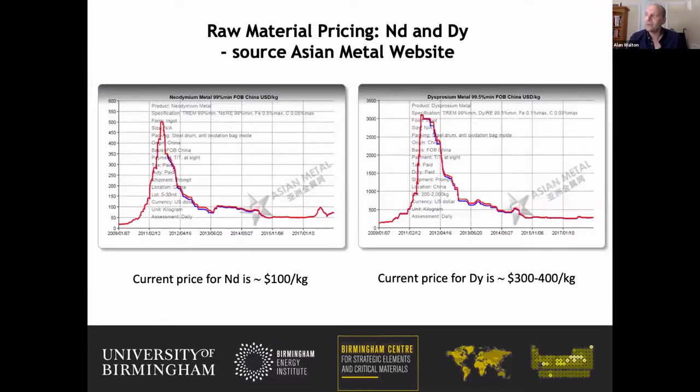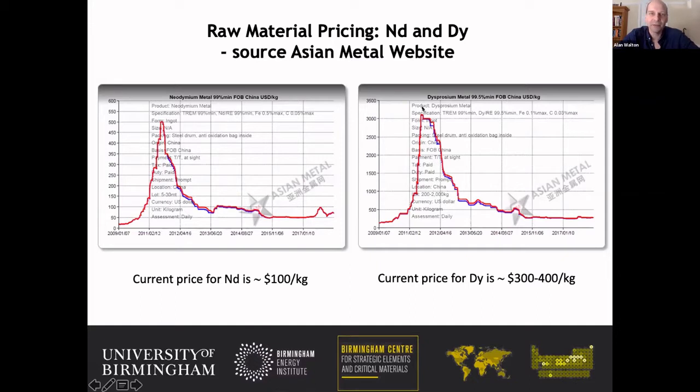Now, what happened in about 2005 is China began to impose export quotas and taxes. So if you buy the material in China, it's much cheaper. The reason for that was because they wanted to drive the manufacturing of the downstream products into China, i.e. wind turbines and electric motors. And in 2010, they cut the export quota by 40%, and the neodymium price, which is what the left-hand graph shows, jumped from about $20 a kilo to $500 per kilo in 1 year.